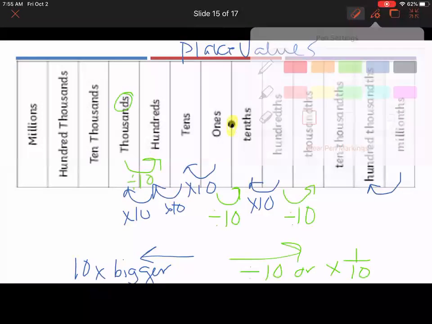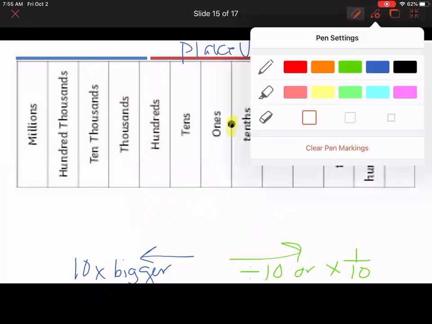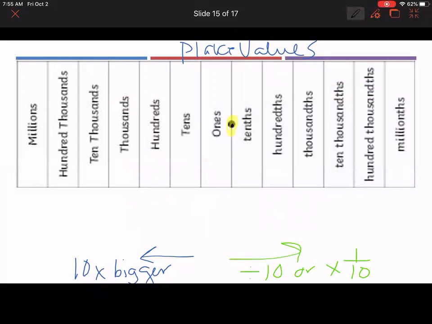And then we'll clear some of this off. And now we can bring in the idea of exponents. This is 10 to the first power. This is 10 to the second power, times 10. We had that times 10. Times 10 again, another power of 10 is 10 to the third, another power of 10, another power of 10, and another power of 10. As we move left, it's 10 times bigger, so we're gaining powers of 10.